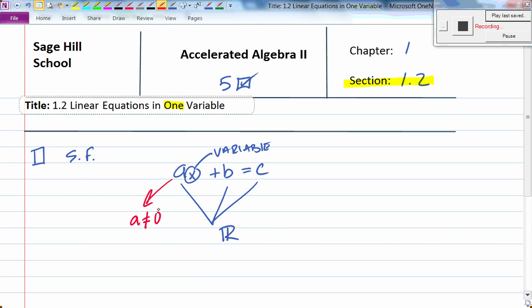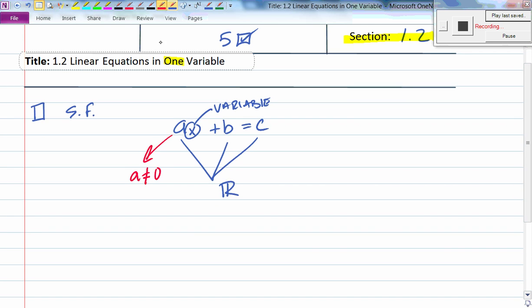Because what if a was 0? What would we have? Yeah, exactly. There'd be no x. No big deal, right? So standard form, that's what they look like in one variable.